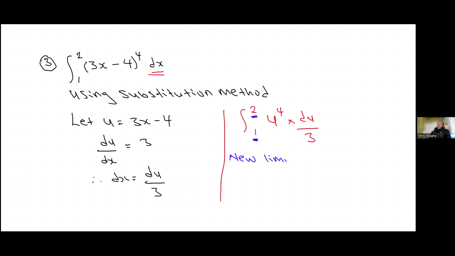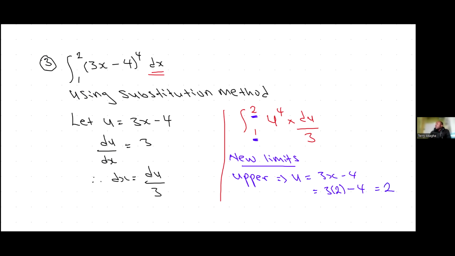So I told you need to look for the new limits. So the upper limit now, what is going to be? We're going to have u equal to 3x minus 4. So it's going to become 3 times x, which is 2, minus 4. Does that make sense? So that means this is 3 times 2, which will give you 6, and 6 minus 4 will give you what? 2. All right?